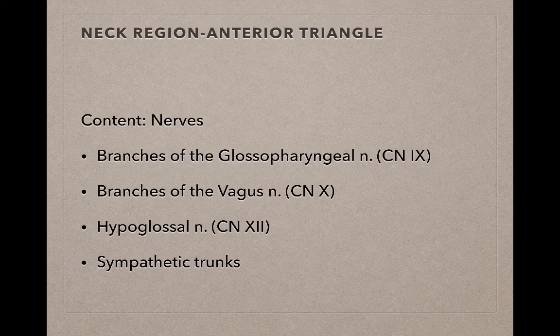You'll also find branches of the vagus nerve, cranial nerve 10, and this mainly has parasympathetic functions, so it regulates heart rate and other non-voluntary functions. The hypoglossal nerve, cranial nerve 12, the test for this one is having the patient stick their tongue out, and if you see it drift one direction or another, left or right, then you know that's the side of the lesion. This cranial nerve innervates the muscles that control the tongue. And of course, we mentioned the sympathetic trunks that also travel down into the various viscera in this area.